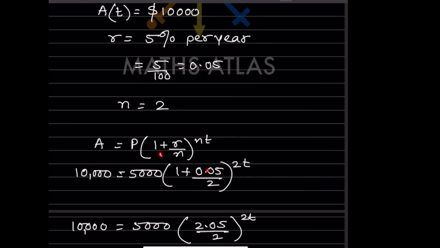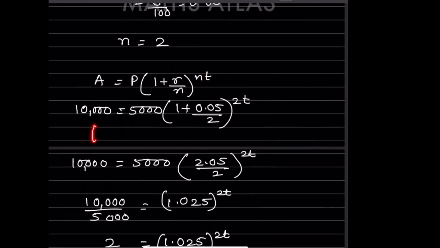So 1 plus r, what is r? It is given here: 0.05, and n is 2, and here n is 2, and we have to find out t. So here let us write the same. Now here, what we can do is, here is 1, so you will take 2. So you will take the LCM of that. So this is going to be 2 plus 0.05, that is going to be 2.05 divided by 2.